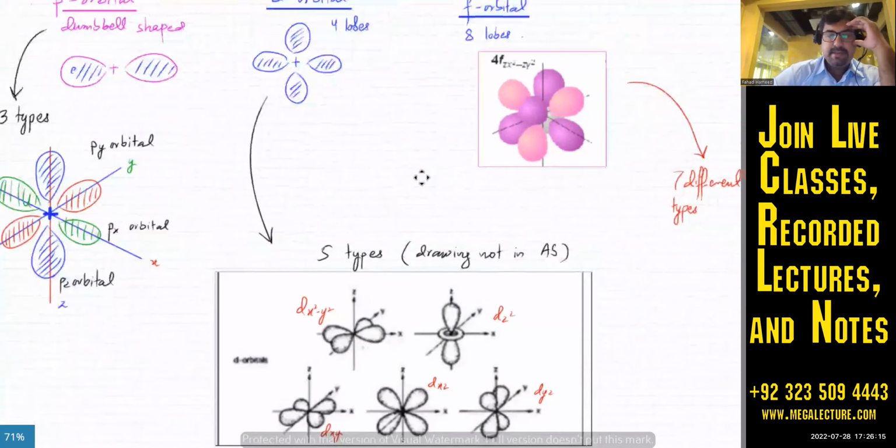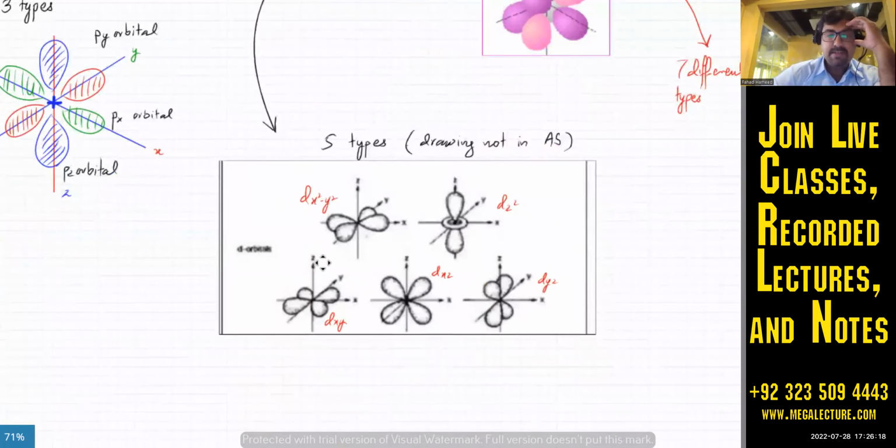Then for d, you can have 5 different orientations around the nucleus. Okay, so the negative charge could be distributed in 5 different ways. All of them would be called a d orbital with different names, right? dx square minus y square, dxy, dxz, etc.